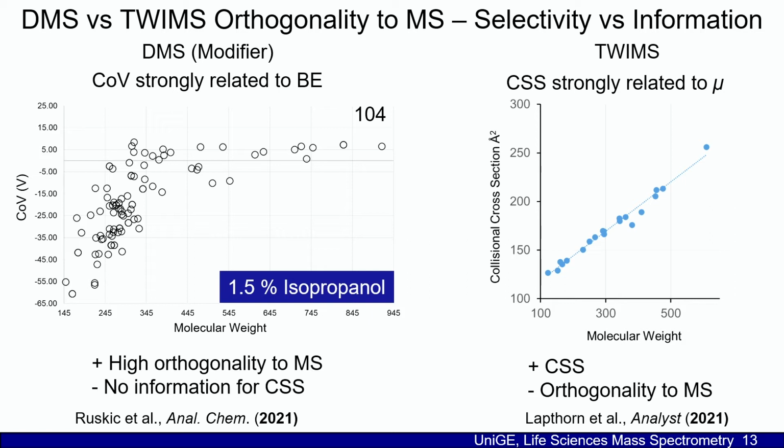The same set of molecules is used on the left and right. Here you see poor orthogonality, but you have information on collisional cross-section. And that's the drawback of DMS and FAIMS.